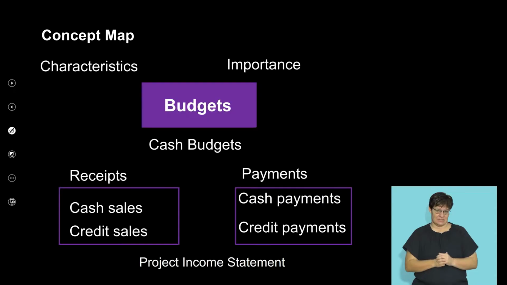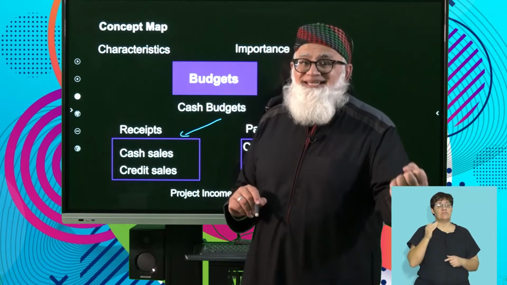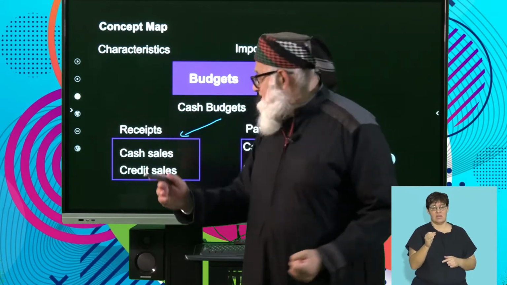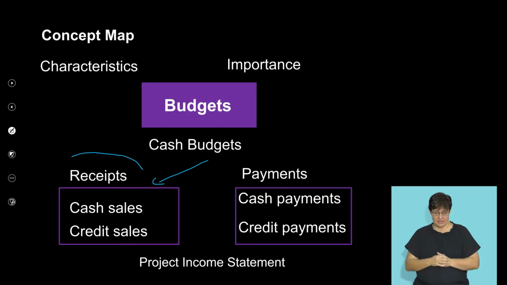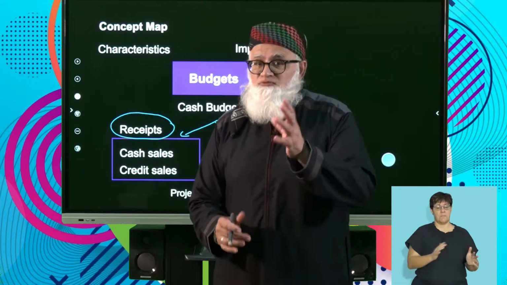Okay, if you look at your cash budgets, again, important. Remember you're thinking cash. A cash budget anticipates future receipts and payments. Therefore, you're looking at your receipts and your payments. You think cash. And that's how you have to operate when you're looking at a cash budget.